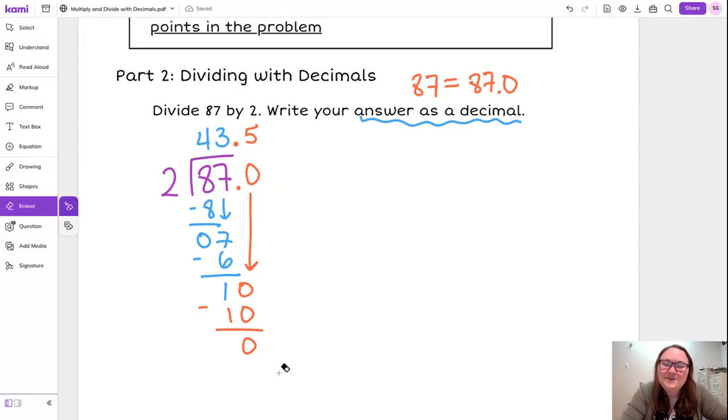In today's lesson, we're going to be doing more problems like this, where we divide and we write our answer with a decimal point.